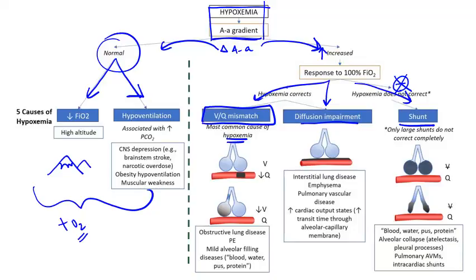Here, ventilation is compromised either through fluid, blood, water, pus, protein, some sort of profound alveolar collapse, or intracardiac shunt. This cannot be corrected with supplemental oxygen.